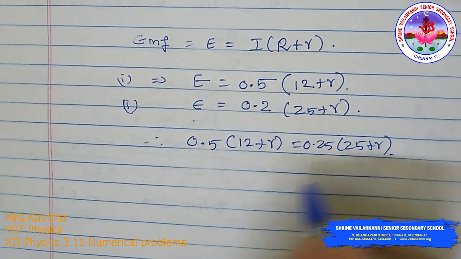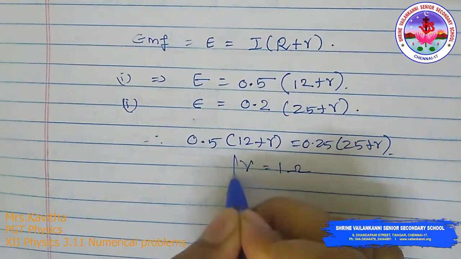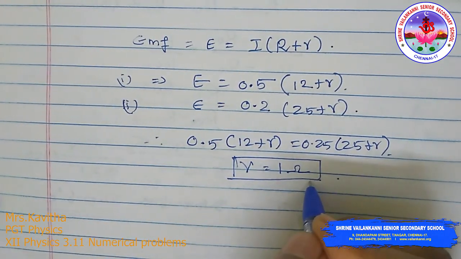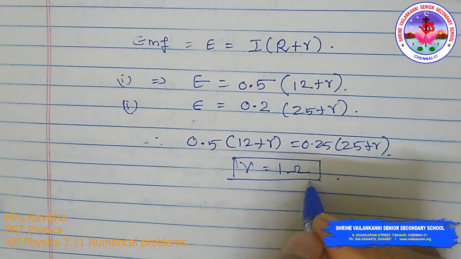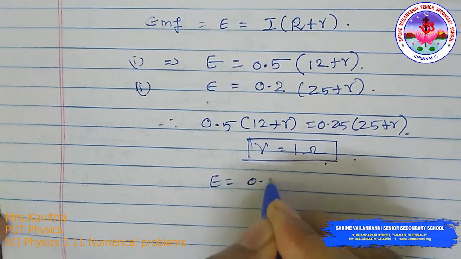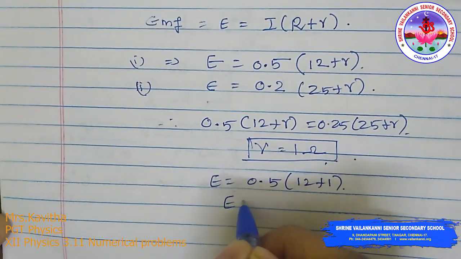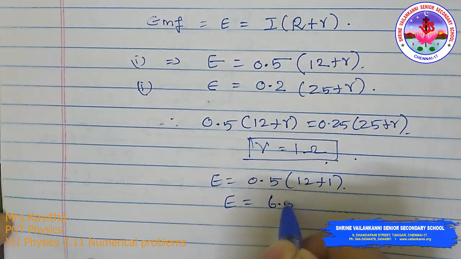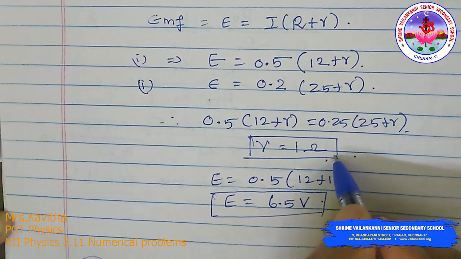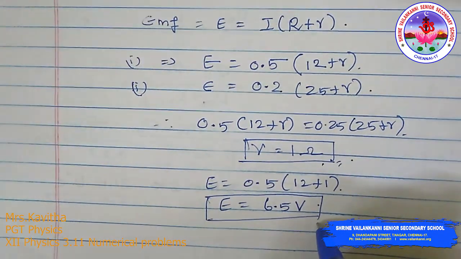If you solve it, you will get R equal to 1 ohm. So this is the internal resistance value. By applying this internal resistance in the formula, we can get the EMF. So E is equal to 0.5 into 12 plus 1. So E is equal to 6.5 volt. So this is the EMF and the internal resistance value for this numerical.